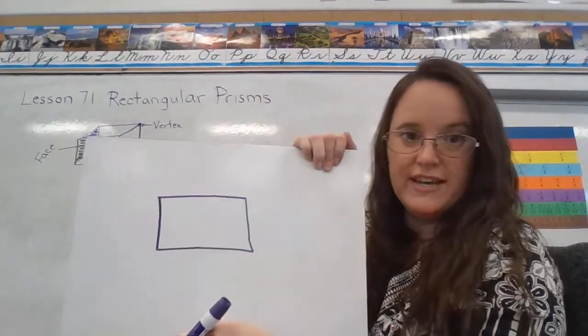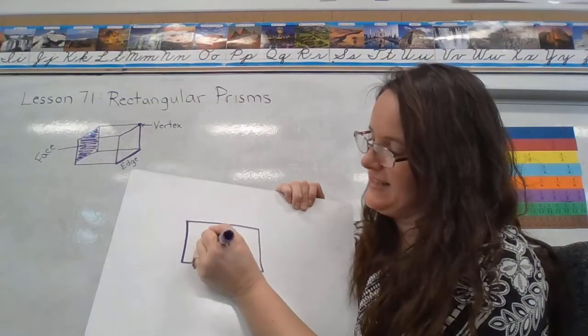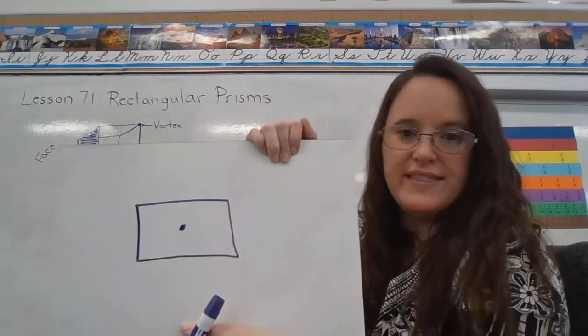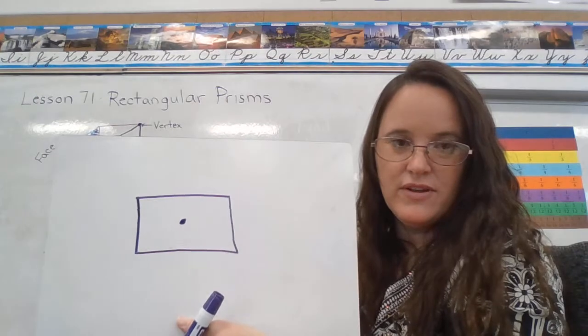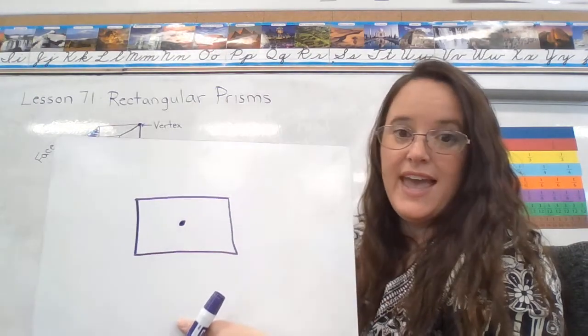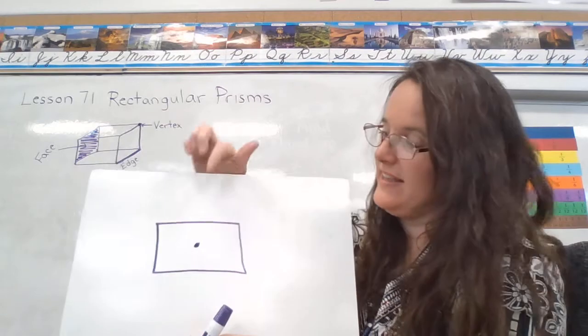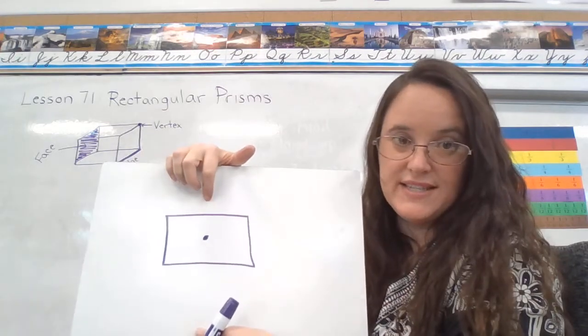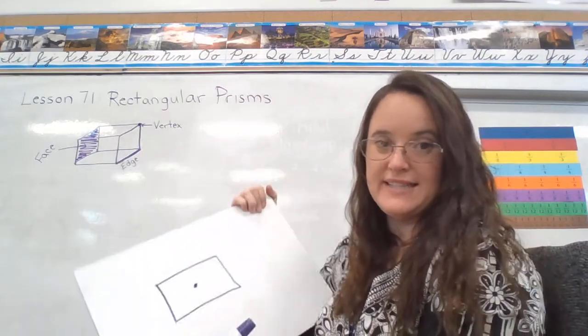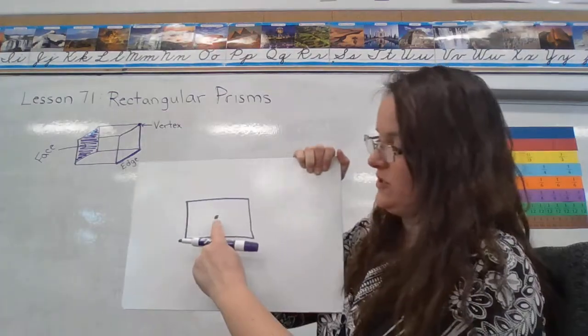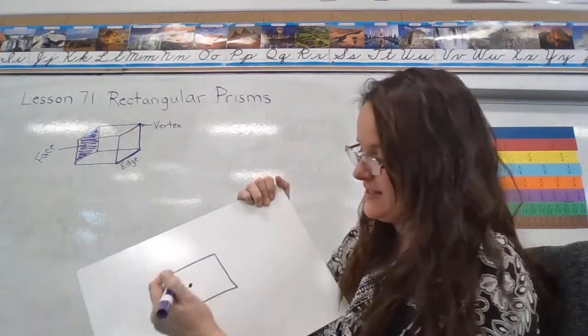So you draw a rectangle, put a dot right there in the center of your rectangle. And now you're going to draw a second rectangle that's congruent to this one. We want the same size, the same shape. Starting with the dot, this is going to be a corner.